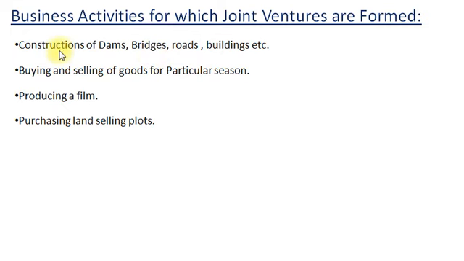The construction industry is the best example for joint venture. We can make a joint venture for construction of dams on rivers, bridges on highways or rivers, roads and buildings. As well, we can make a joint venture for construction of vessels, aircraft, etc. Buying and selling of goods for a particular season, we can say we make a joint venture to sell mangoes during the summer season, or some seasonal festival goods like crackers, kites, colors for Holi festival. We can make a joint venture on small scale. For producing a film or movie, we can form a joint venture. And for purchasing, developing and selling of land plots, it can be a residential plot or an industrial gala, we can form a joint venture.